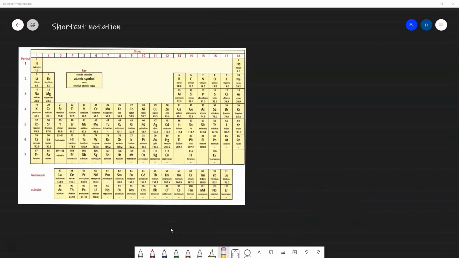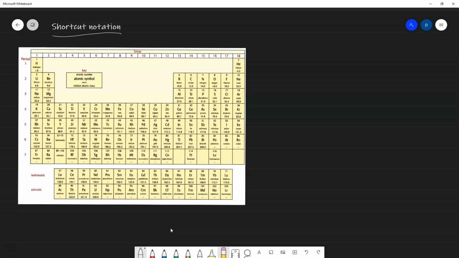Next, you have to understand the shortcut way of writing electron configuration. They might ask this in an exam. It's basically about whether there is any way you can reduce the length of the configuration, because sometimes the configuration can become very, very long.